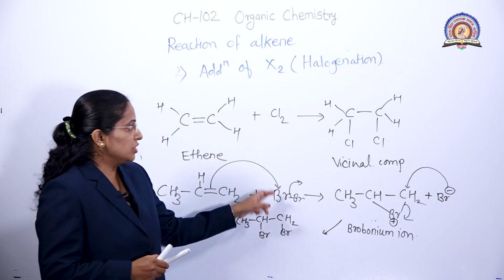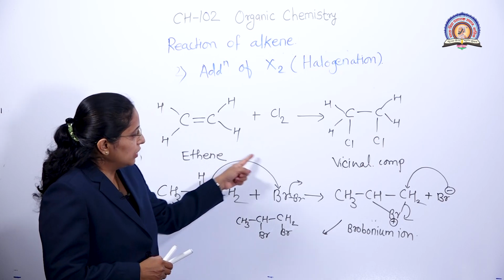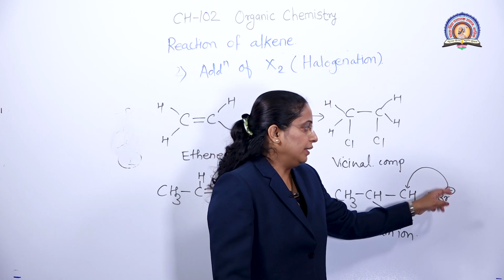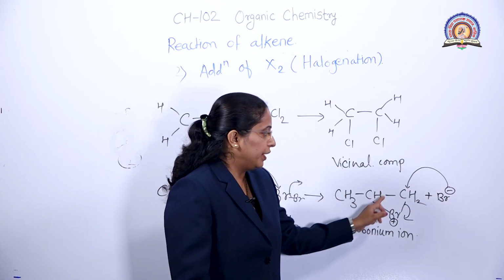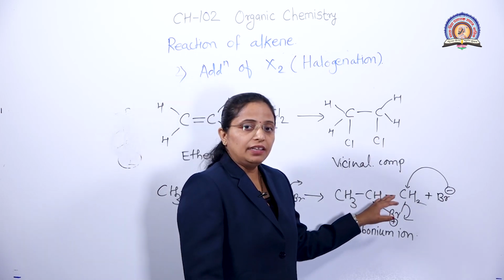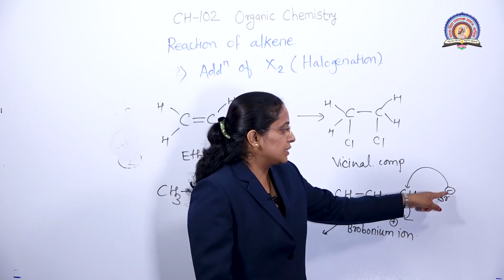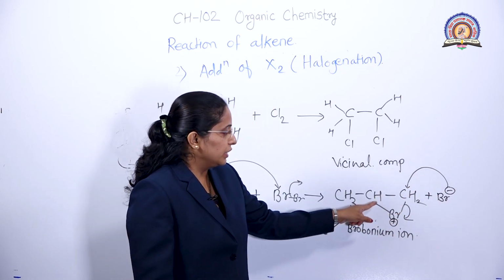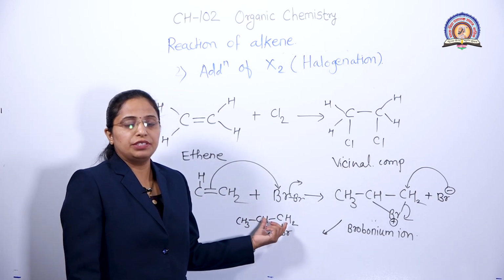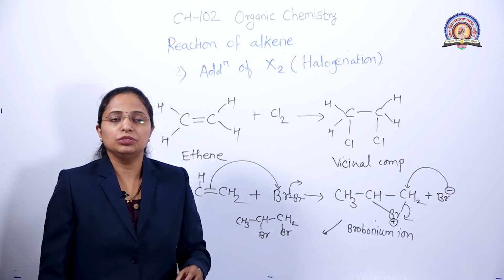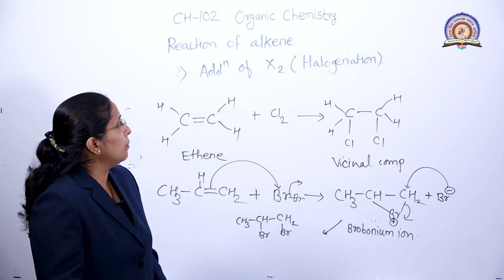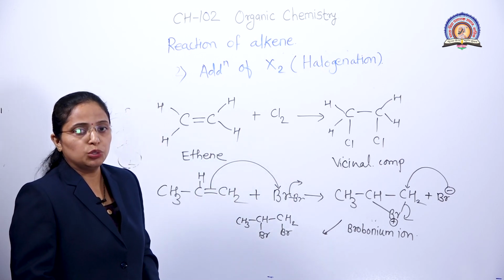We know that the halogens exist in dimer form. This double bond accepts one halogen, and one halogen is released as a negative ion. So a three-membered ring is formed, that is called bromonium ion. It is a highly unstable ring, and it easily accepts the bromine from the upper side, and this bromine gets shifted to this carbon, and we get the dibromo compound, or it is called a vicinal compound. Vicinal compounds are the compounds which have halogens on adjacent carbons. Okay. So this is about the addition of X2 or the halogenation reaction.